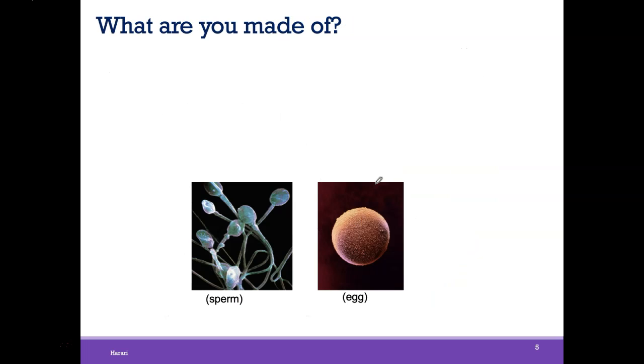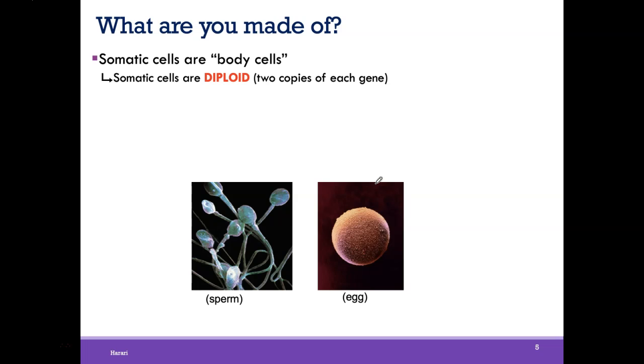So before we discuss sexual reproduction further, let's talk about what types of cells you're made out of. So somatic cells are body cells, we said, and most of your cells are somatic cells. And we said somatic cells are diploid. They have two copies of each gene. One gene came from mom, the other gene came from dad.